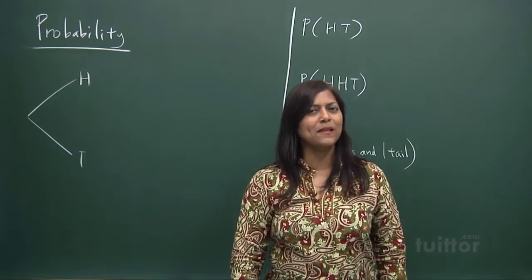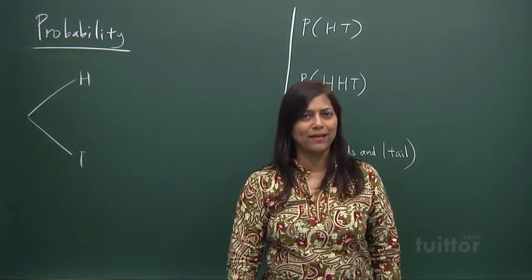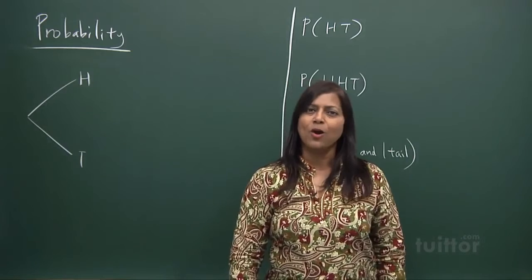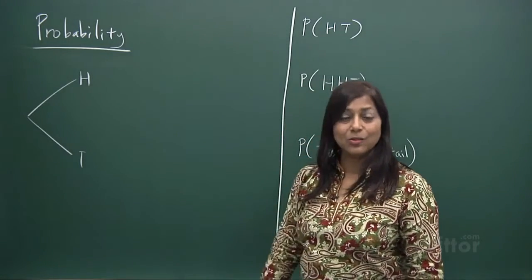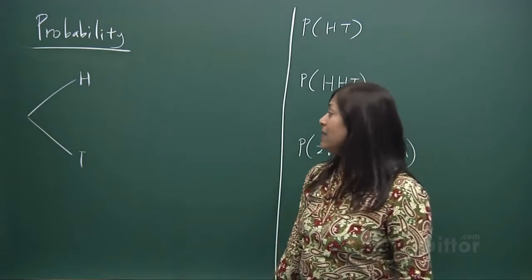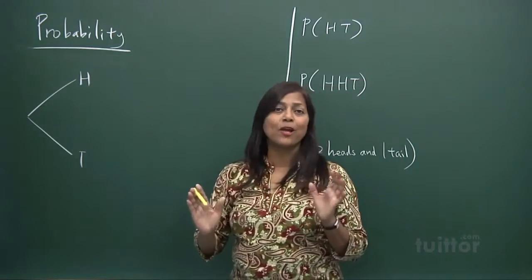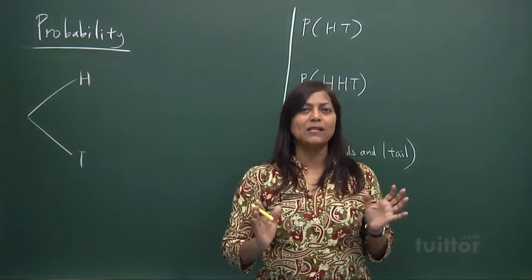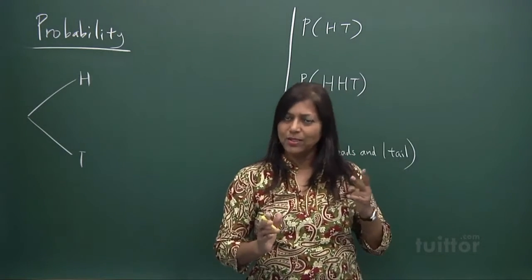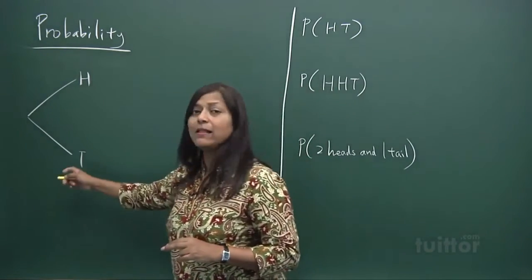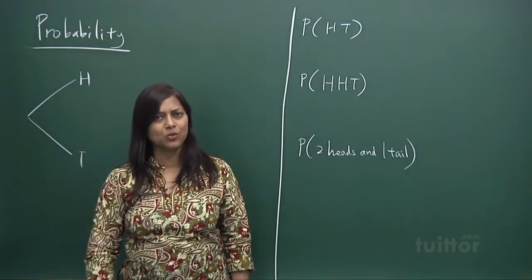Now let's look at a simple example of tossing a coin. You toss the coin, head or a tail. Now there are two outcomes here. You get a head or a tail. Now if it is a fair coin, that means the chance of getting a head is 1 out of 2, right? And the tail, it's 1 out of 2.